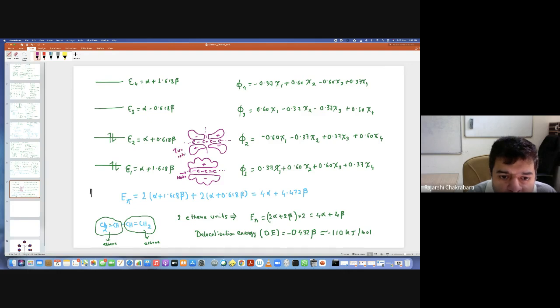What about the next one, phi 3? Let us try to draw this. If I draw phi 3, how is it going to look like? See, look at it. 60, 37, 37, 60. And look at the sign. 60 means, okay, big.